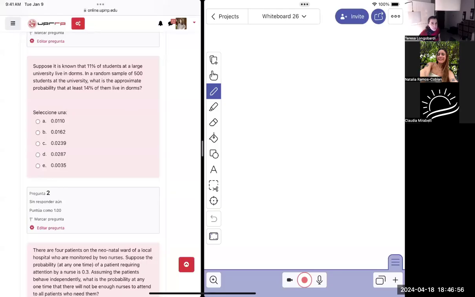Okay, so it says, suppose it is known that 11% of students at a large university live in dorms. In a random sample of 500 students at the university, what is the approximate probability that at least 14% of them live in dorms? Okay, so what do I know?